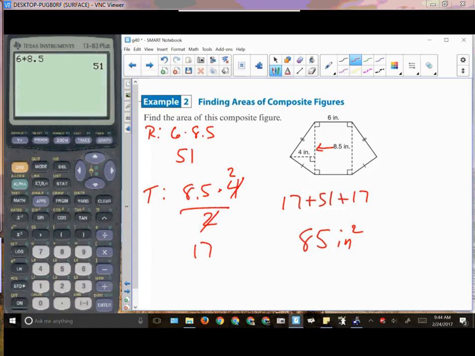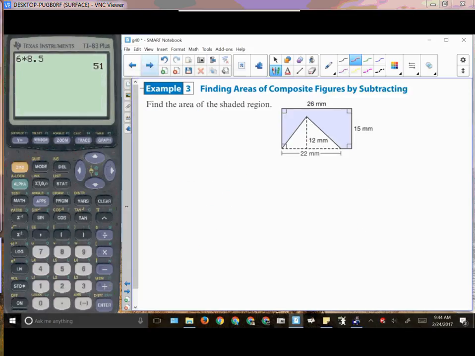It's always nice when you have a drawing on there. That way you're able to go through and figure out what's what. So, how about this one?